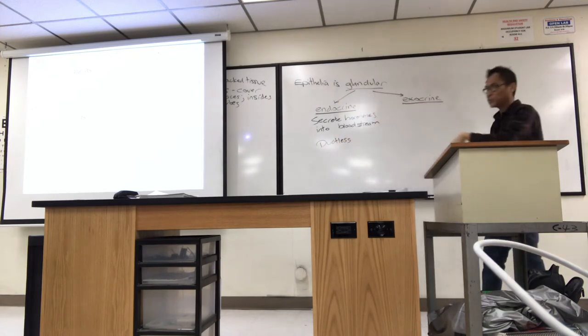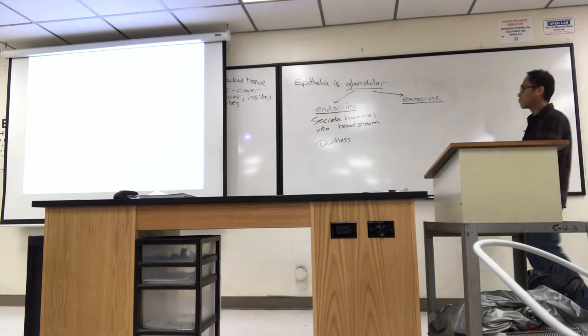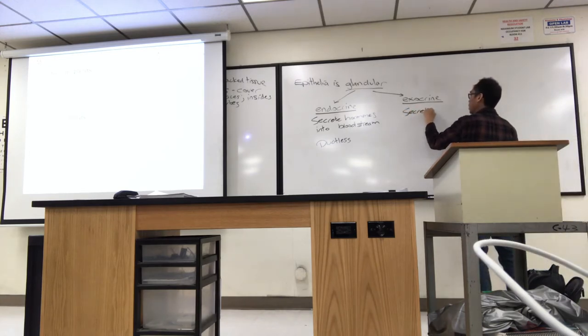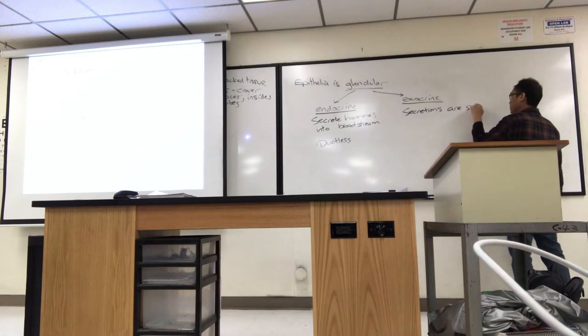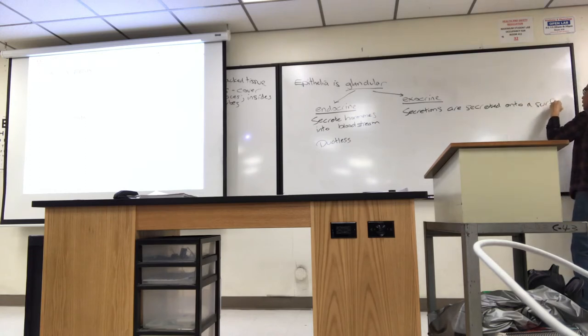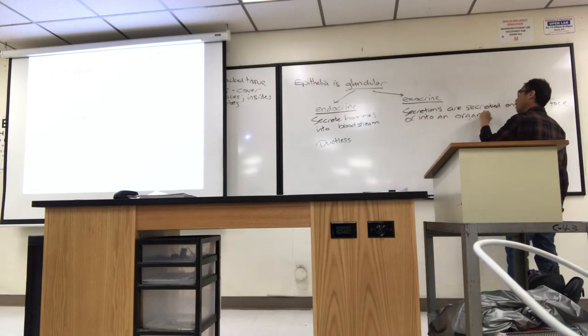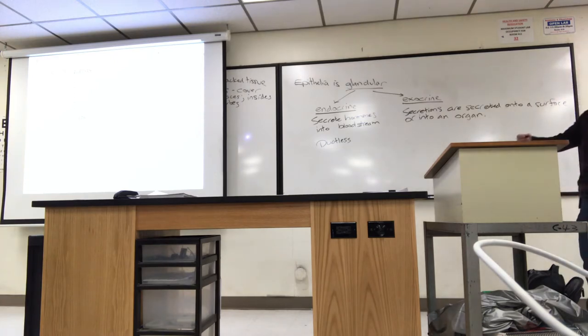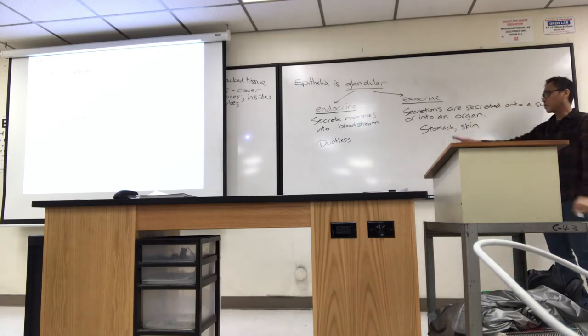Exocrine glands secrete onto a surface or into an organ, like onto the skin or into your stomach. Secretions are secreted, kind of redundant, onto a surface or into an organ. So stomach and skin are good examples: into the lumen of the stomach, or onto the skin. Maybe you're secreting acid into the stomach, or maybe a sweat gland is secreting sweat onto the skin.